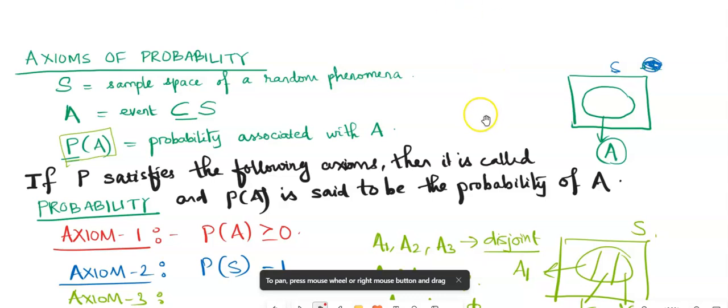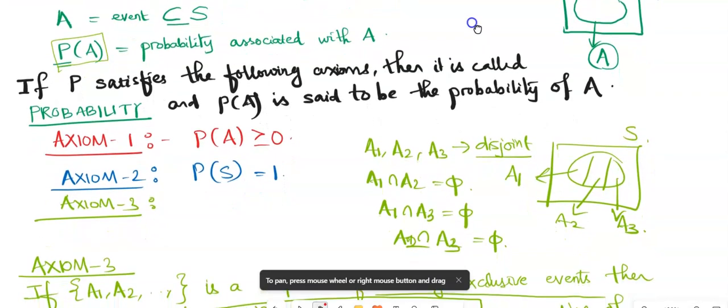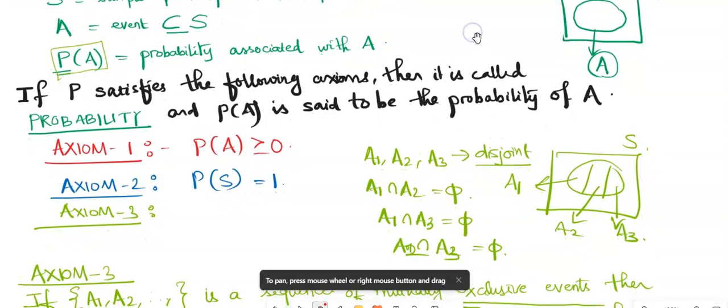We have certain axioms in probability that need to be satisfied before we can say that P of A is a probability of a certain event. Axiom 1: the probability of any event is non-negative, that is, P of A is greater than or equal to 0. For the second axiom, we say that P of S is 1.